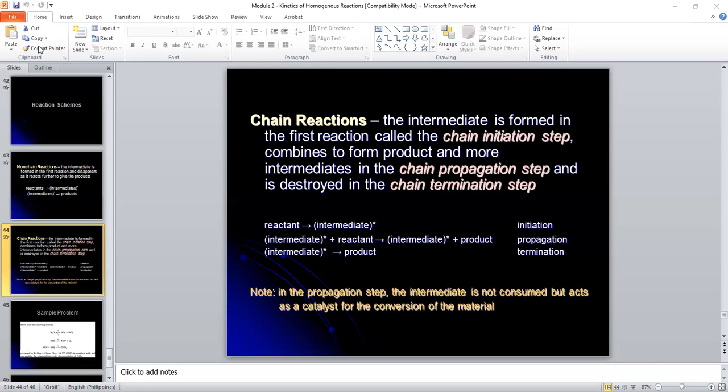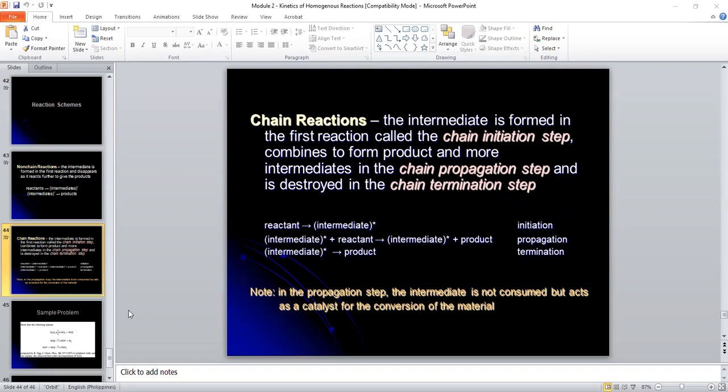Okay, so that's it, class. We have the non-chain and the chain reaction. Now, there's a note in here that in the propagation step, the intermediate is not consumed yet, but acts as a catalyst for the conversion of the material. So it's being propagated, but at the same time, it acts as a catalyst for the conversion of the material to the final product. So our mechanism of reaction can either be the simple, the non-chain, or the chain reaction, but oftentimes, class, it's in the form of the chain reactions.